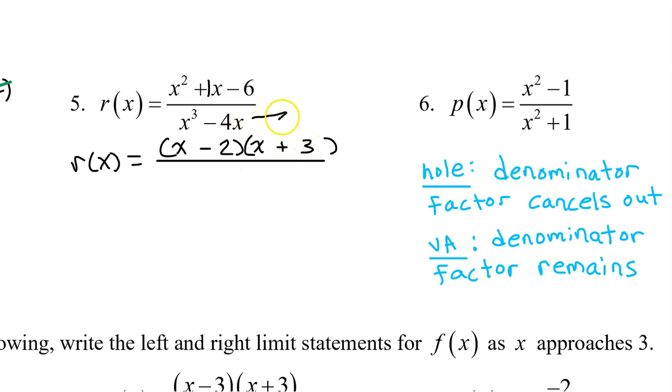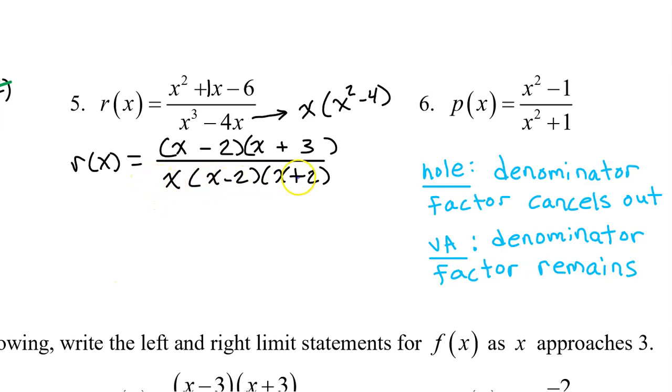Notice that the denominator has a common factor of x. If I factor that out, I will have x times x squared minus 4. But this is the difference of two squares. So we can factor that further as x times x minus 2, let me line them up, times x plus 2.